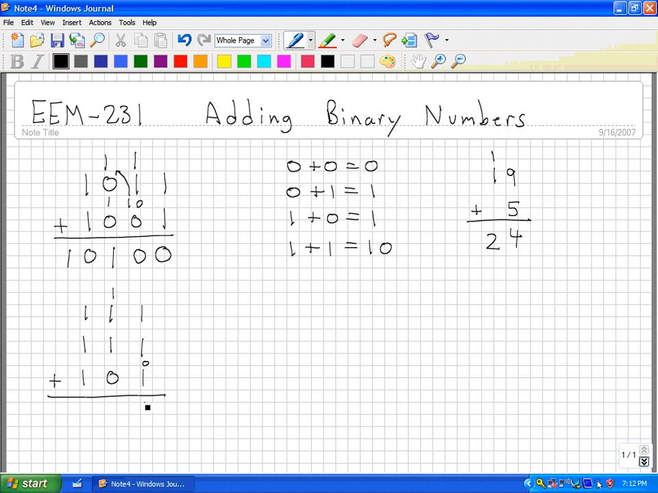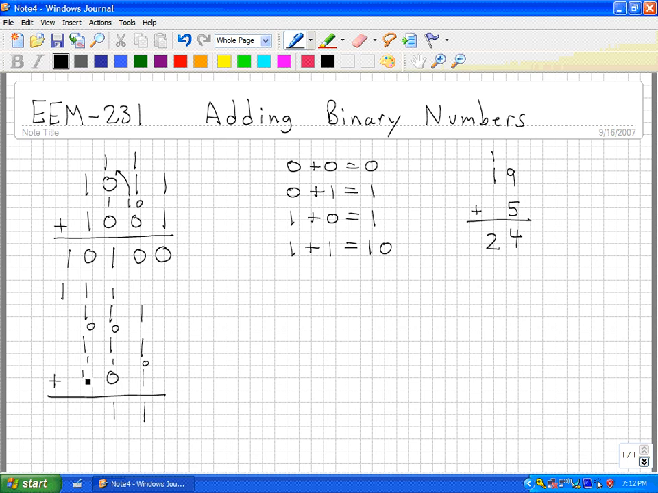0 and a 1 would be a 1. Then I go to the next column. A 1 and a 1 would be a 1, 0. But I go ahead and carry this 1 to the next column, and then I come back and finish out this column. 0 and a 1 is a 1. This 1 and a 0 would be 1. Then I go to the next column. 1 and 1 would be a 0, and then I would carry the 1 to this column, come back and finish this column. 0 and 1 would be a 1.